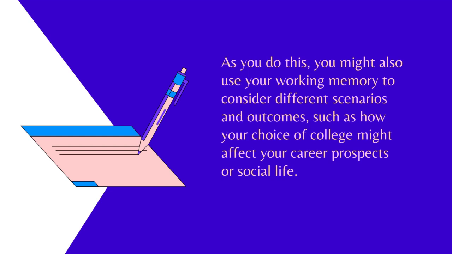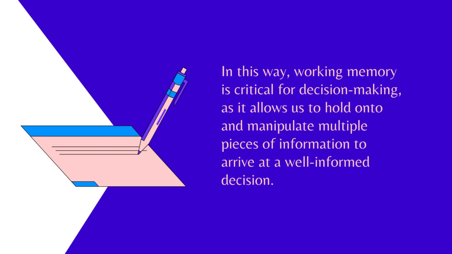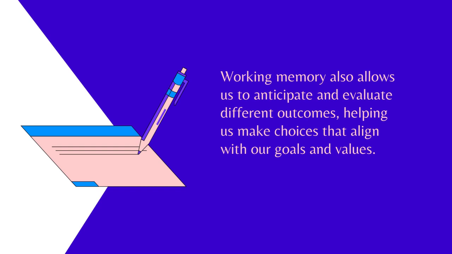As you do this, you might also use your working memory to consider different scenarios and outcomes, such as how your choice of college might affect your career prospects or social life. In this way, working memory is critical for decision making as it allows us to hold onto and manipulate multiple pieces of information to arrive at a well informed decision. Working memory also allows us to anticipate and evaluate different outcomes, helping us make choices that align with our goals and values.